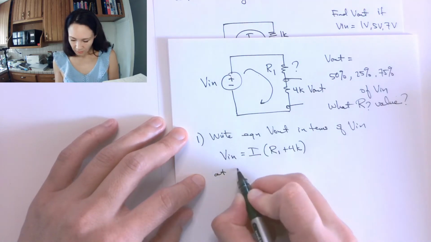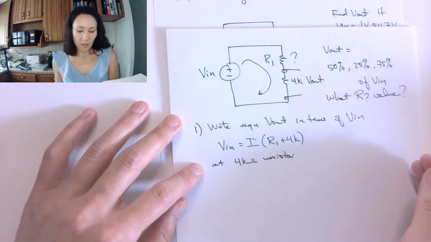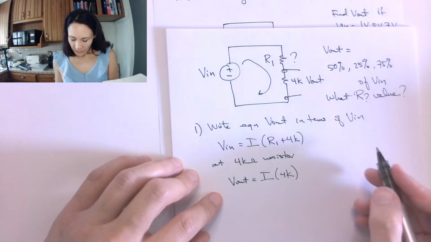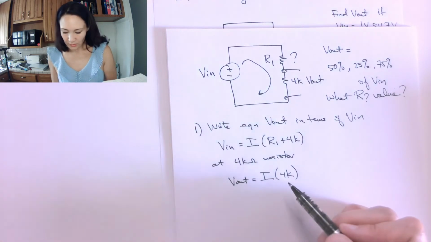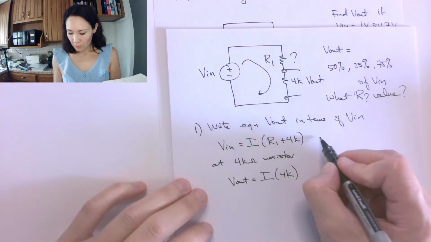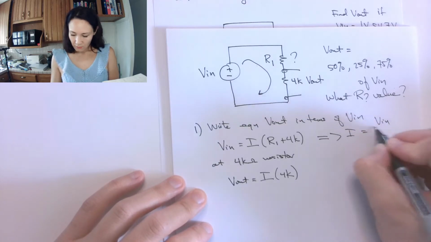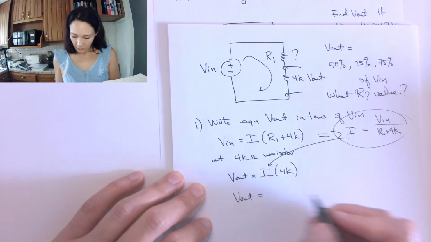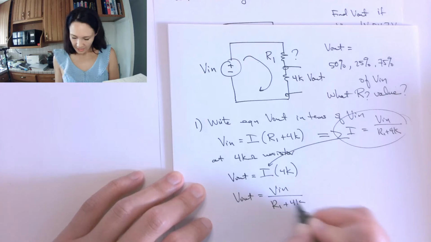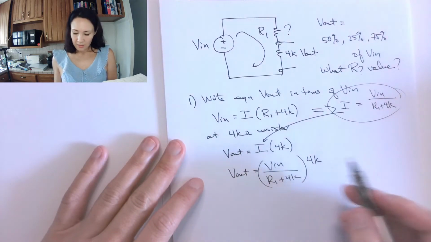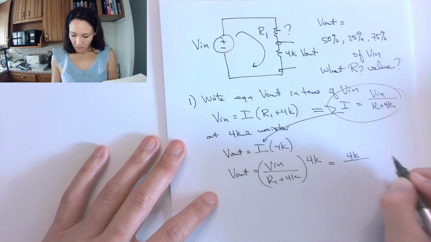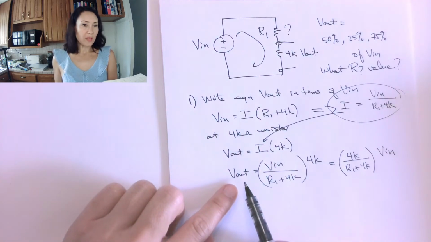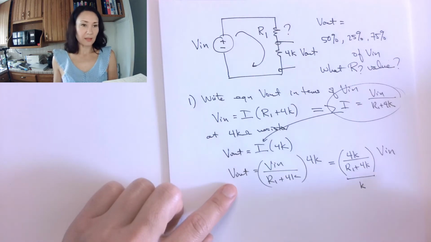Then at the 4K ohm resistor, we apply Ohm's law again and we get V out is equal to I times 4K. Now what we can do is substitute this equation into this equation by replacing this I with that I. If I rearrange this term, I is equal to V in over R1 plus 4K. Substituting it in, I get V out is equal to V in over R1 plus 4K, and this thing gets multiplied by 4K. Okay, great. So I'm going to rearrange the terms so I have my constants together. So these are all my R values multiplied by V in. Now I have an equation for V out in terms of V in. So this thing right here is my scale factor.